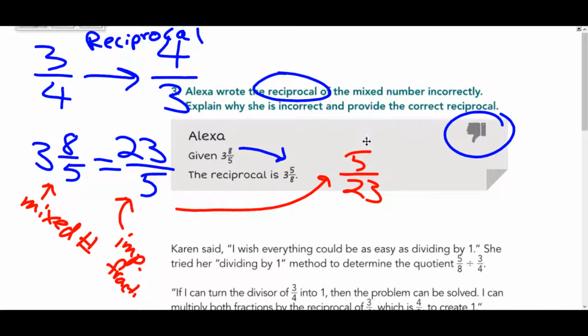So today we're going to talk to you about this idea of reciprocal and how it helps us with mixed numbers. So the first thing we did, we started on page 100, and we're looking at this student's work where she took this mixed number, 3 8/5, which kind of drives me crazy. I see it as a mixed number that's also improper, so it's kind of weird.